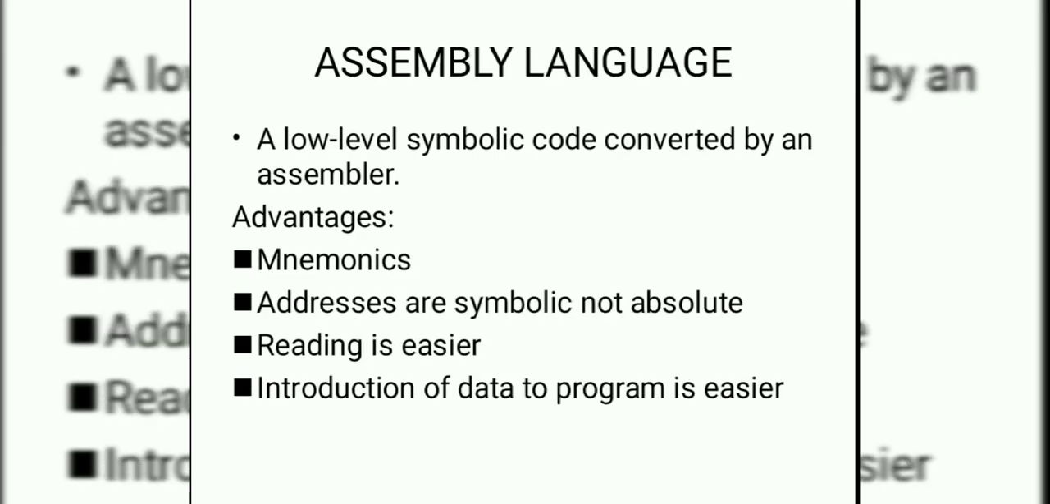Assembly language is a low-level language converted by an assembler, and it has a few advantages. It is mnemonic, that is, an abbreviation for an operation. Addresses are symbolic, that is, an address is made by convenient symbols related to the meaning of the data located at that address. Reading is easier, and data can be introduced to the program in an easy way.